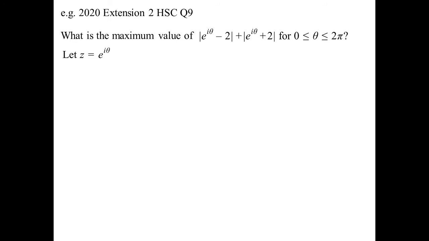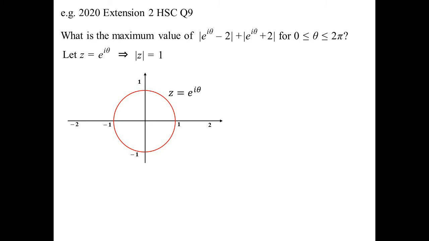If you let z equal e to the i theta and think about what that's saying, the modulus of z minus 2 plus the modulus of z plus 2. Well, mod z is equal to 1 because we let it equal e to the i theta, so its modulus is 1. Therefore, z lies on that unit circle because that would be the locus of mod z equals 1.